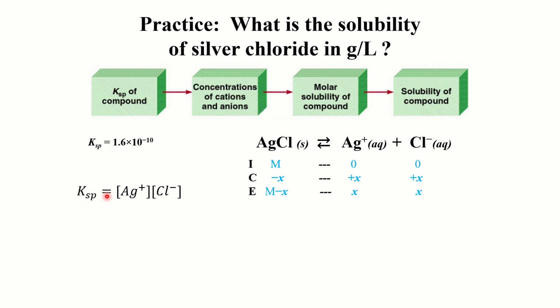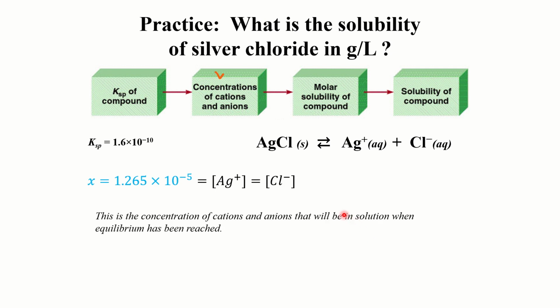So Ksp here would be equal to the concentration of Ag+ times the concentration of Cl-. Again, the AgCl is not being included because it's a solid. So Ksp, in this case, is equal to x times x. So this is x squared, equal to 1.6 times 10 to the negative 10th, which gives an x value of 1.265 times 10 to the negative 5th.